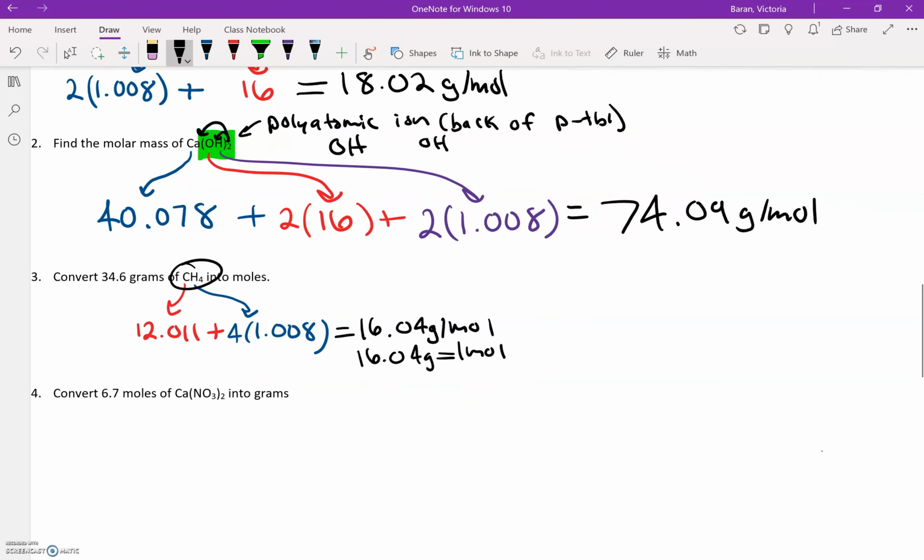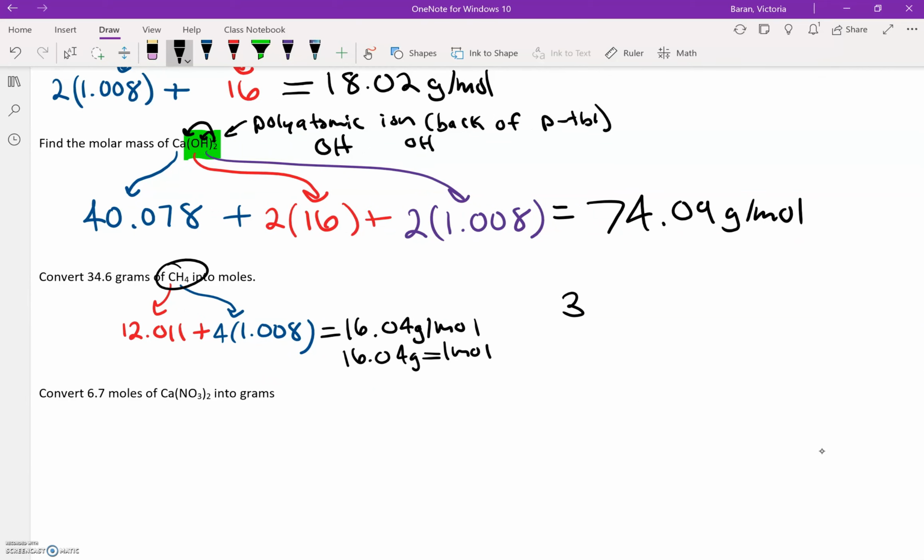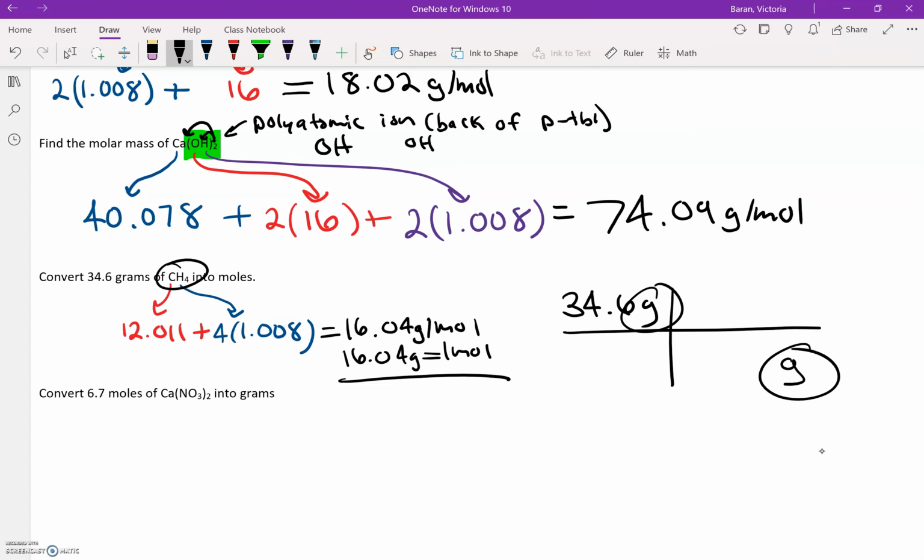Now I'm going to set up my picket fence. So it says to convert 34.6 grams, okay? So our picket fence, and we have to get that into moles. Well, this is an equality, right? And I can plug equalities into picket fences. So in the bottom, I always go here first. I know this has to be grams because these units are going to have to cancel out with each other. Well, how many grams? We'll look at the equality, 16.04. And if I put that in the bottom, whatever it is equal to has to go above it. So 1 mole.